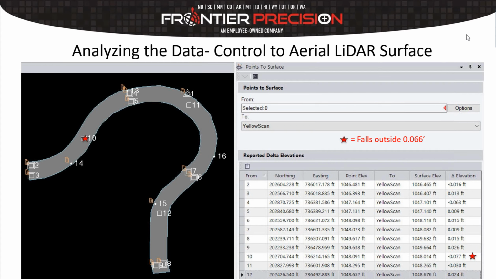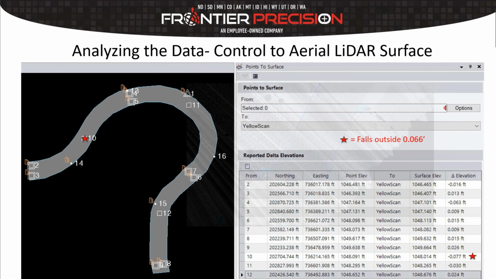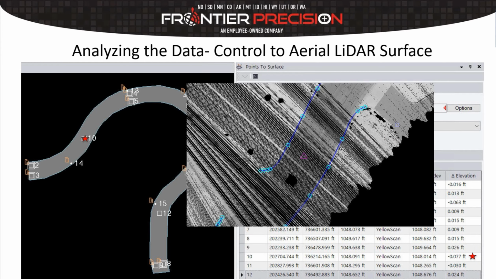Looking at the YellowScan surface model and comparing it to our control data, we only had one outlier that was over 2 centimeters, and it was 7 hundredths, so it really wasn't that bad. So everything looked very good here from what our expectations were. The only potential explanation, this is just a theory, so I'm not saying this is why, but this particular point fell in one of those areas where it wasn't as dense as it is here. So I don't know if it had a harder time making a road surface there or not, but that's just a theory that I have.